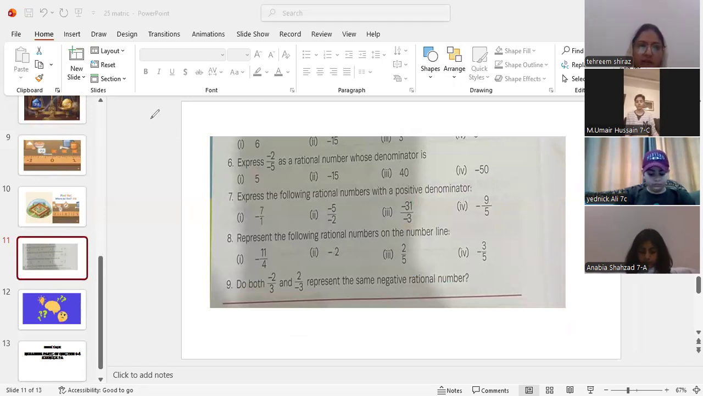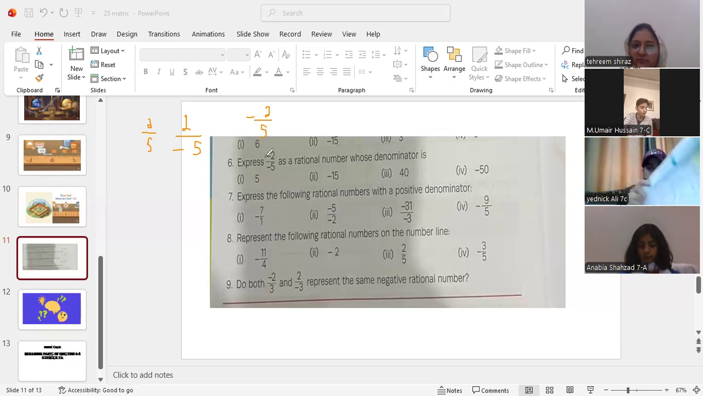As I told you, the rational number will be in a fractional form. But the standard form of rational number is that the denominator should never be negative, right? If it is written in this form, then this is not the standard form of the rational number. The standard form of rational number will be like this one. The denominator will always be in a positive form. Okay. So let's start with the question number 6.